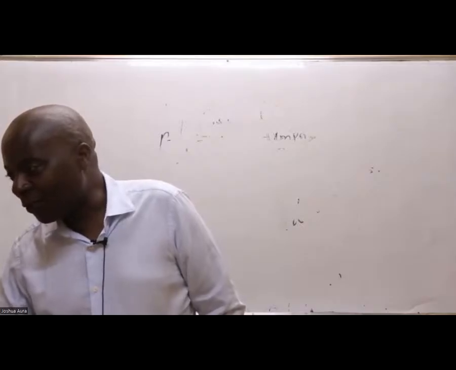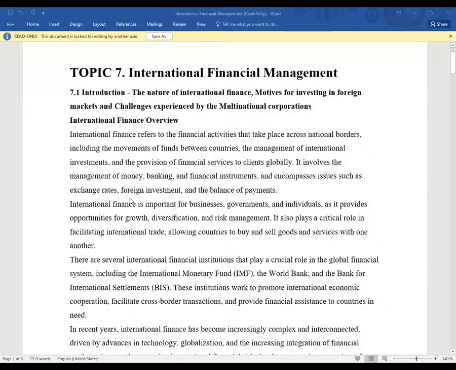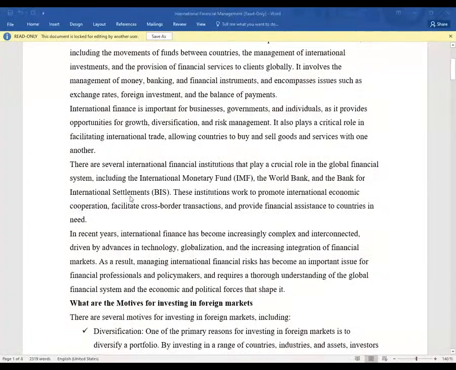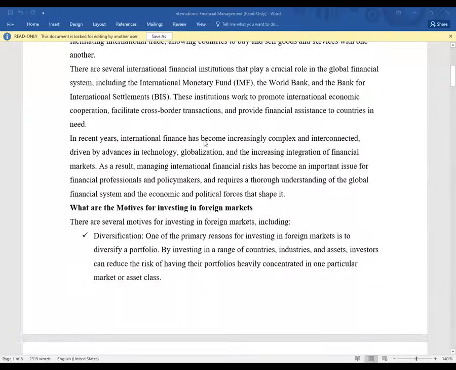So we shall overcome. So this is a very interesting topic, and I would really want you guys to get involved and challenge us. So we are being told here that there are several international financial institutions that play a crucial role in the global financial system, including the International Monetary Fund, the World Bank, and the Bank for International Settlements, BIS. These institutions work to promote international economic cooperation, facilitate cross-border transactions, and provide financial assistance to countries in need. In recent years, international finance has become increasingly complex and interconnected, driven by advances in technology, globalization, and the increasing integration of financial markets. As a result, managing international financial risks has become an important issue for financial professionals and policymakers, and requires a thorough understanding of the global financial system and the economic and political forces that shape it.